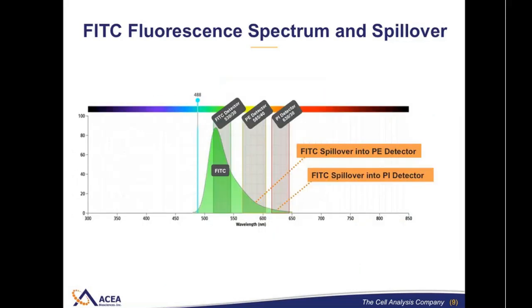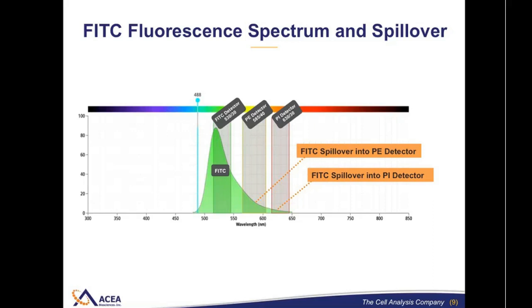This figure shows the FITC emission spectrum in green, and then a detector that can be used to collect the FITC emission, which has a 530/30 filter. This means that the FITC detector will collect the FITC emission from 515 through 545 nanometers. However, we know that the FITC emission spectrum actually goes up to about 650. Therefore, some of the FITC emission will be collected in detectors intended to collect other fluorochromes. Here, it's being shown collected by the PE detector with a 585/40 filter and a PI detector with a 630/30 filter.